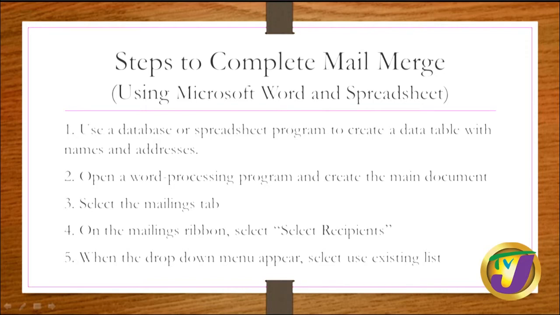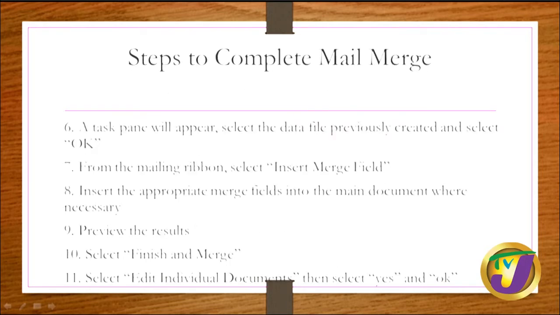We are going to be using a database created or a spreadsheet, which is a table that contains all the names and the addresses. We'll also be opening Microsoft Word, and the main document has been created ahead of time, and we'll be selecting the mailings tab. These are the other steps that we'll be following: going to the mailings ribbon, selecting select recipients, and when the drop-down menu appears, we use an existing list, which the list has already been created.